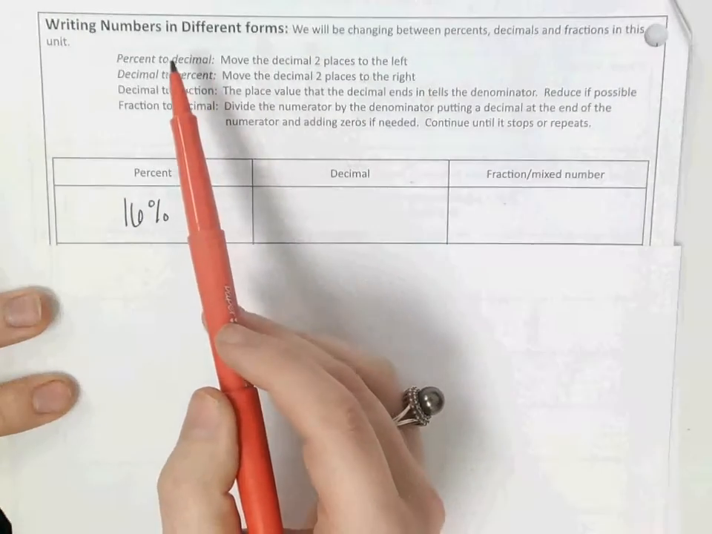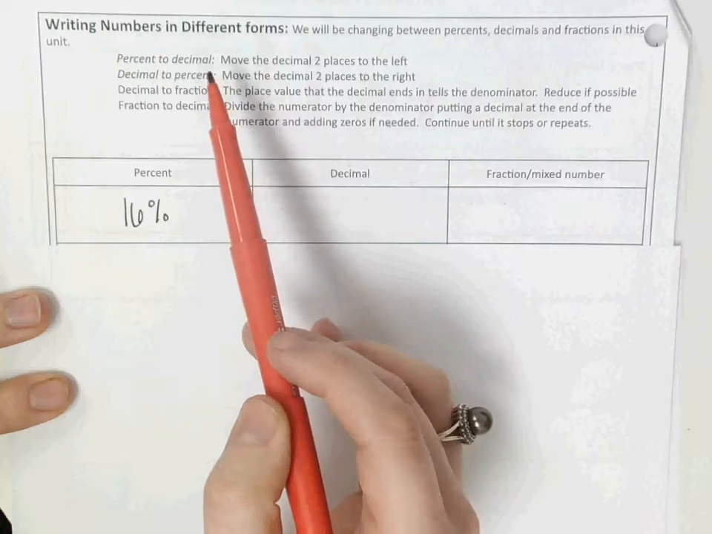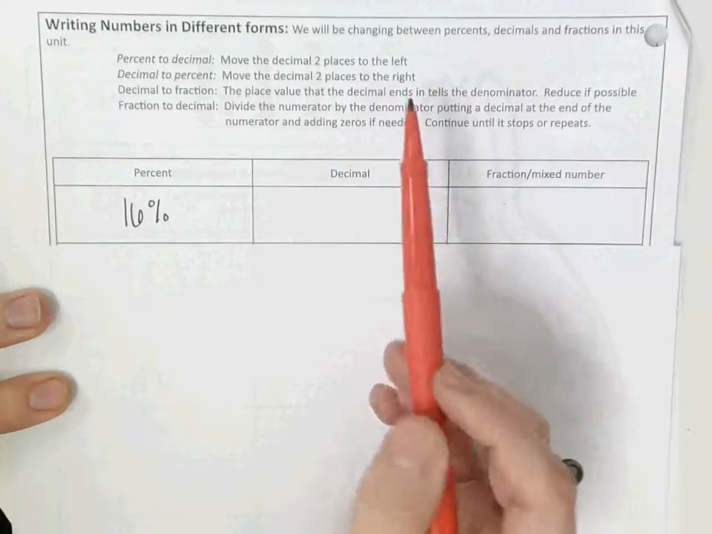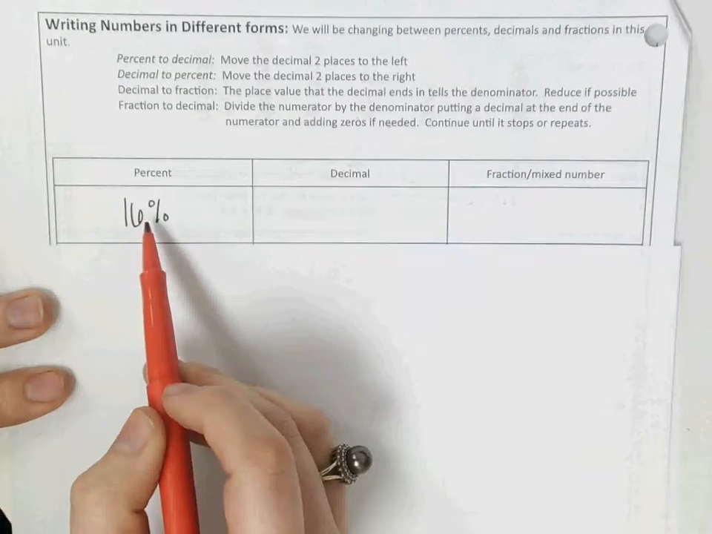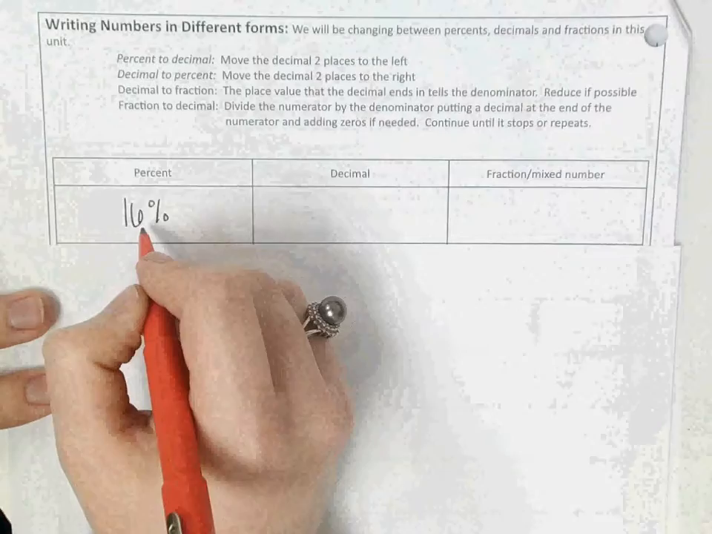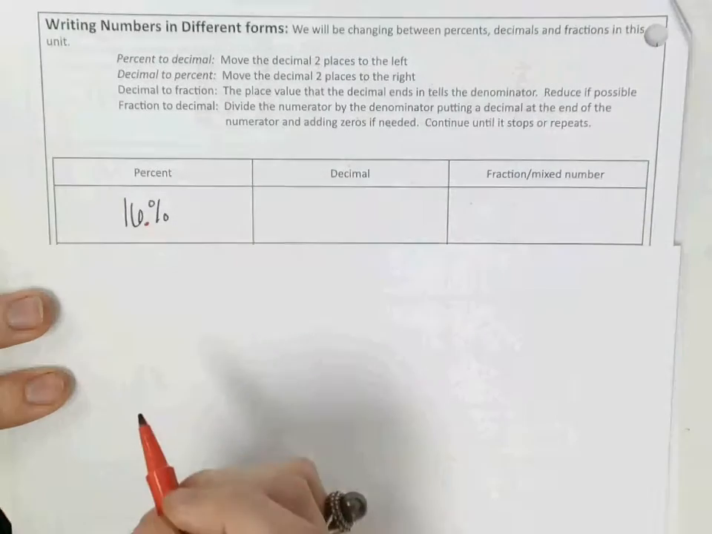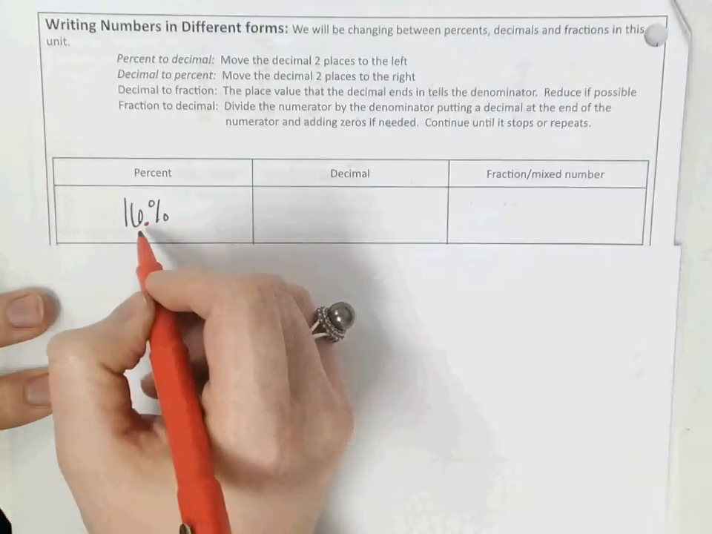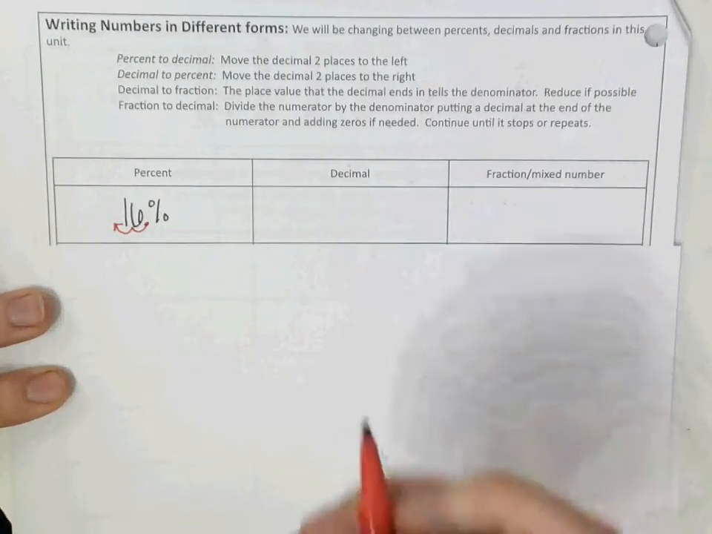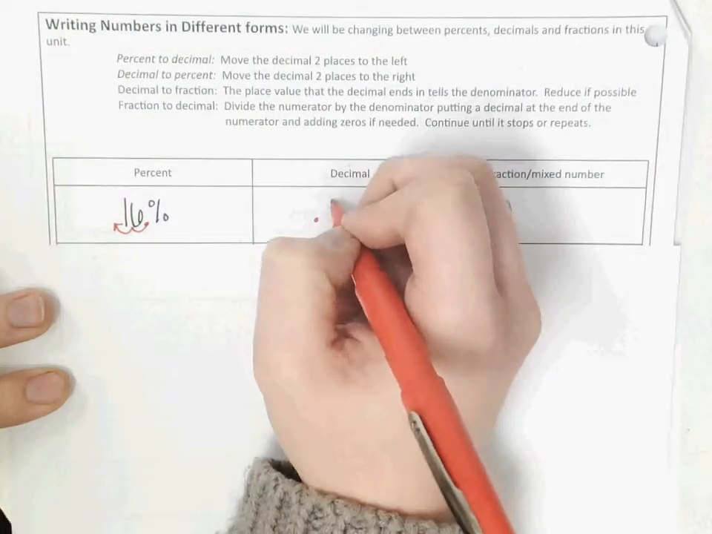So we're going to start with our first rule right here, percent to a decimal. In order to change that, we move the decimal 2 places to the left. Well, the first thing we have to figure out in a percent, where is our decimal since it's not here? Well, we've learned before, if our decimal's not there, it's always just behind our last number. And so our rule is to move our decimal 2 places to the left. So that means my decimal is going to be 0.16.